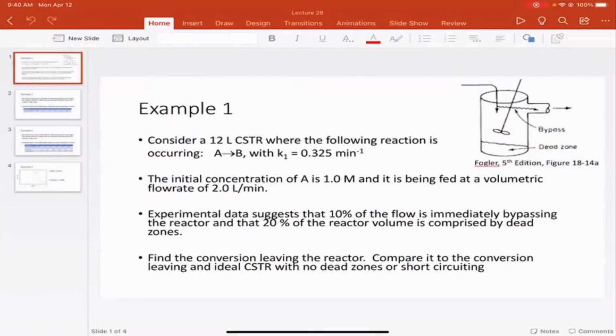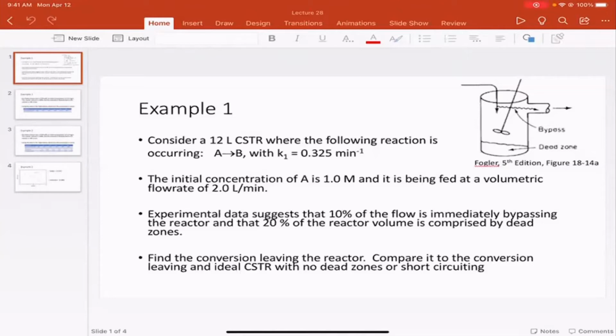In our last lecture, we started to talk about non-ideal reactors and how convection inside of plug flow reactors and CSTRs might not happen ideally. And because of that, we have deviations from the behavior that we saw earlier on in our semester. And so we started to zoom in on one such setup, which was a CSTR with both bypass and dead zones.